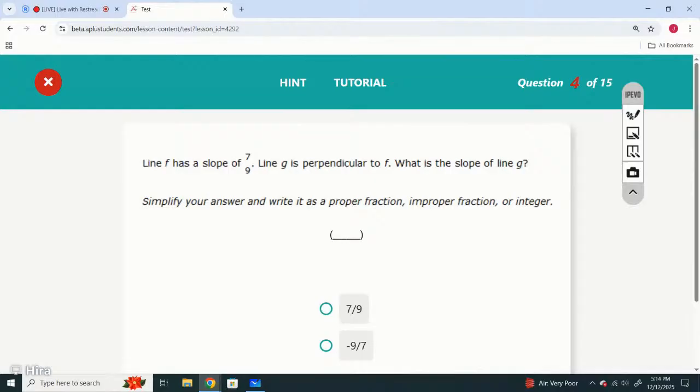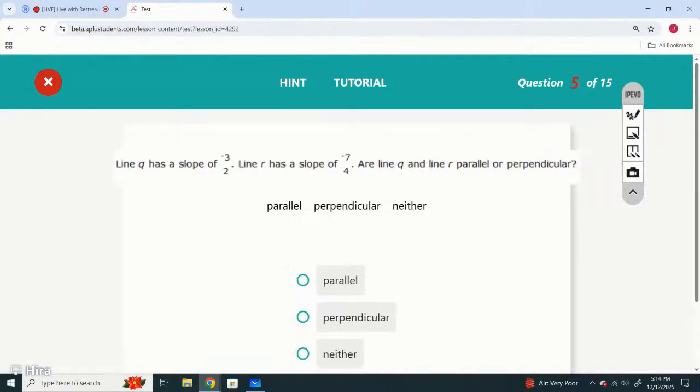Line F has a slope of 7 by 9. Line G is perpendicular to line F. What is the slope of line G? So which is the correct option? The lines are perpendicular, so their slopes are negative reciprocals, so that is negative 9 by 7.